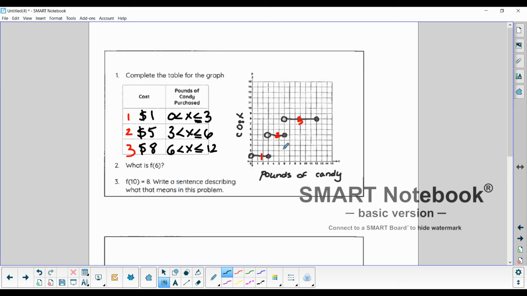F of 6, so if we go to 6, we're going to pick the closed circle. So if something is 6 pounds, you're going to pay $5. So F of 6 is 5. And then they told us F of 10 is 8. And so what that means is if you buy 10 pounds of candy, it will cost $8.